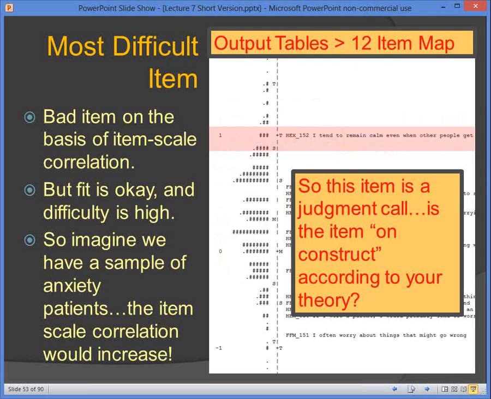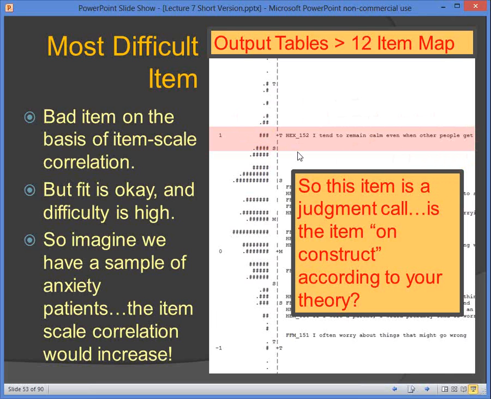Okay, raise your hand if you have this table. Okay, great. All right, so you all were able to get the item map. And when you look at the item map, you'll notice that this item is the most difficult item of all of the items. The most difficult item here is at the top.